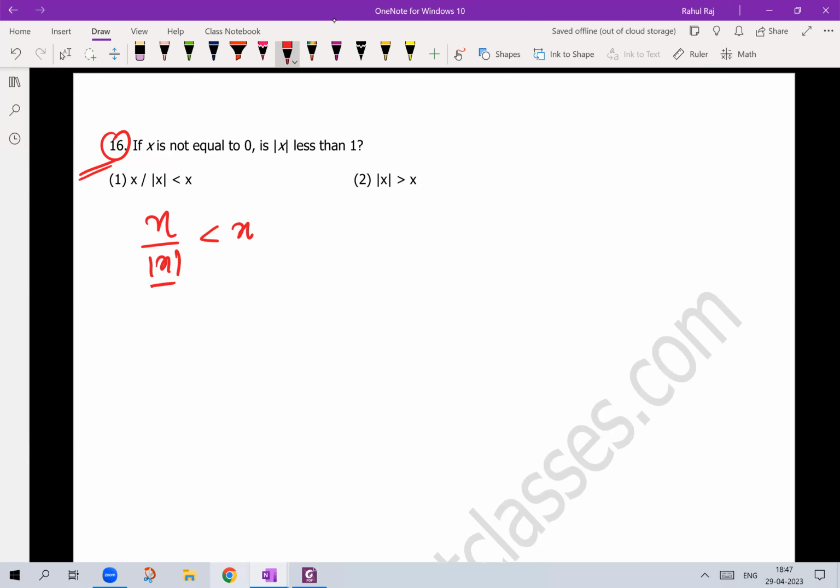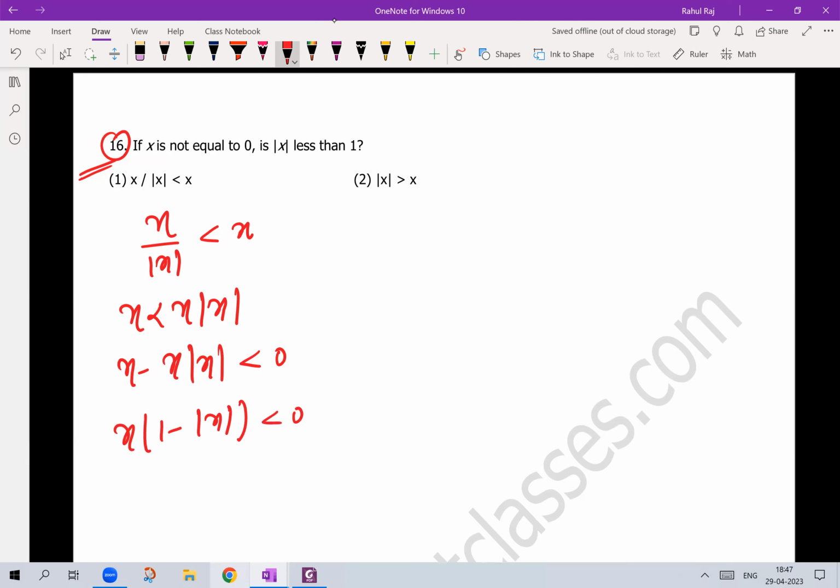I can't cross multiply x by mod x, but mod x can be cross multiplied for sure because mod x is positive. Can I say x is less than x mod x? Or can I say x minus x mod x is less than 0? Now imagine, can I say x into 1 minus mod x? Sometimes we should go with the flow of a question.